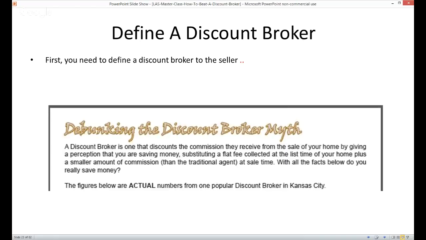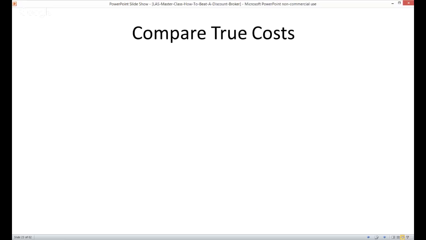So first, you need to define what a discount broker is to the seller. You're going to walk through this with them, that this discount broker is someone who reduces their commission to try to attract sellers, and they will take less for their work. But as most people, when they get paid less, they do less, and it's going to result in a lower quality result than what this seller really wants. She's now going to take actual numbers from one of the most popular discount brokers in her area. This is in Kansas City.